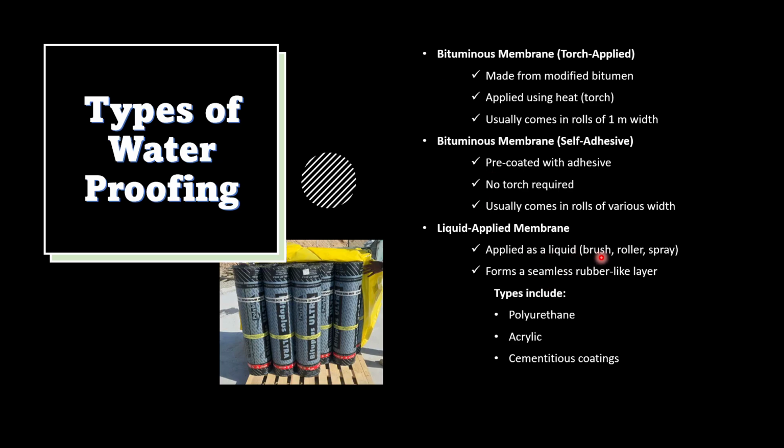This membrane we apply with a brush. It is in liquid form, and when we apply it, it forms a seamless rubber-like layer on the structure to make it waterproof. Usually, we use the liquid applied membrane where we have a low aggressive environment and we are not directly in contact with the water table. The other two methods we usually use in high aggressive environments.